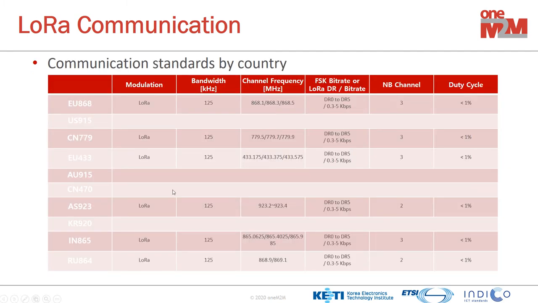I think this is important because, for example, this is the specification per region or country. In our case, Korea, we use the same kind of bandwidth as the Asian one, which is near 923 megahertz. And in the case of, for example, China, China is using the same band as EU433, so around 430 megahertz. So please make sure to check the bandwidth that your country is located in.